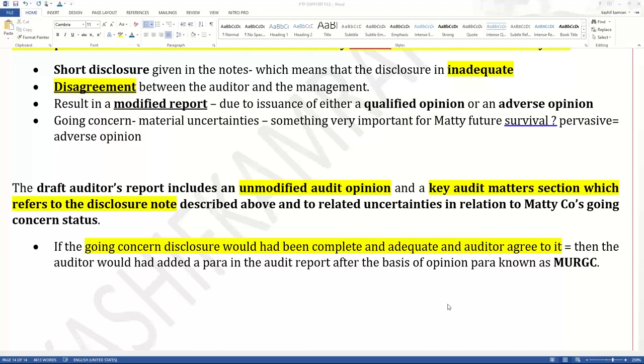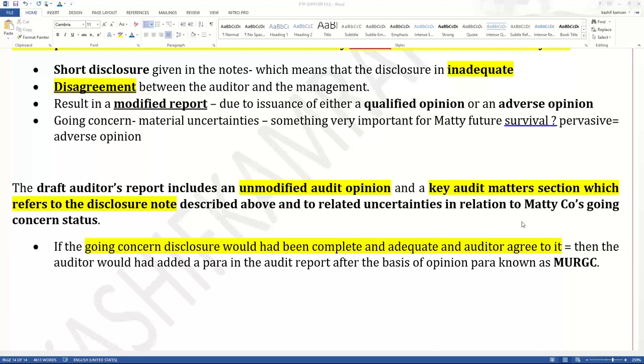You cannot have an overlapping audit report where you put a matter in a going concern paragraph and also put a matter in a CAM paragraph. You cannot make an overlapping report. In a key audit matter paragraph, you can put whatever matter fits the definition of CAM, but a going concern matter never gets to a CAM paragraph. Is that clear to all of you?